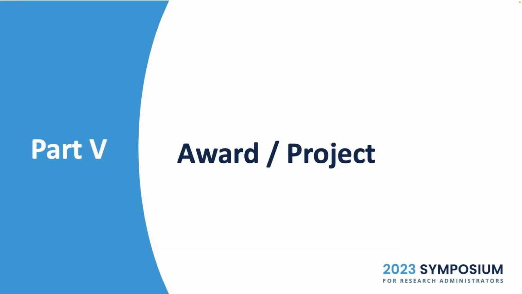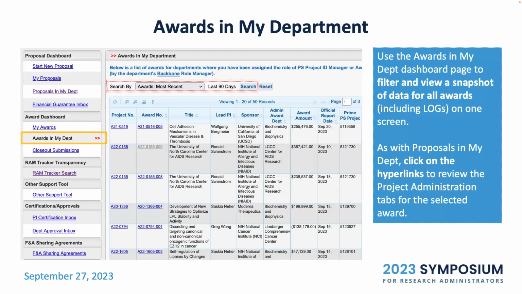We're going to go over the award and project portion of the admin modules. And in here, I just want to highlight the same things that Danny highlighted in the proposal. It has the same key functions as far as search capability and filter capability that you can do. Use the awards in my department dashboard page to filter and view a snapshot of data for all awards, including LOGs, on one screen. As with the proposals in my department, click on the hyperlinks to review the project administration tabs for the selected awards. So you can use it very similarly.